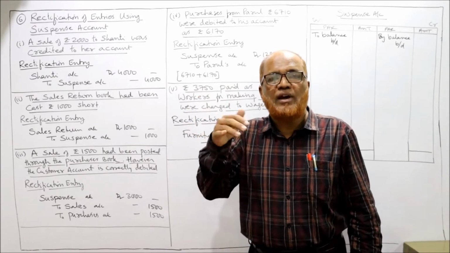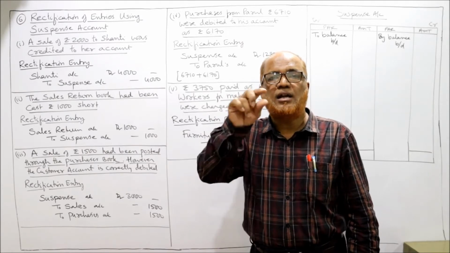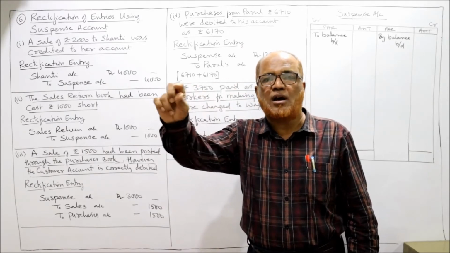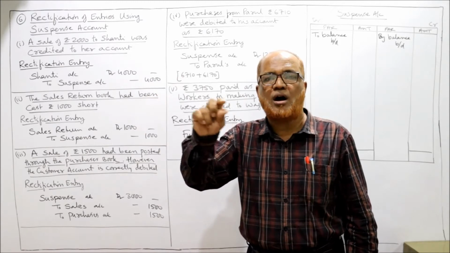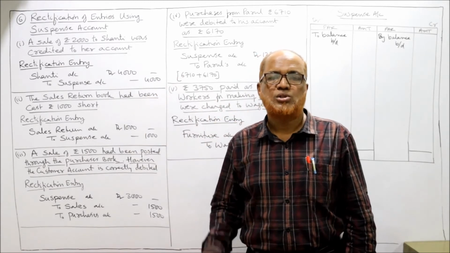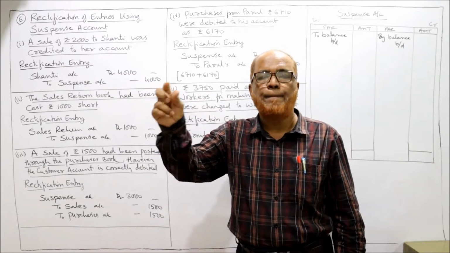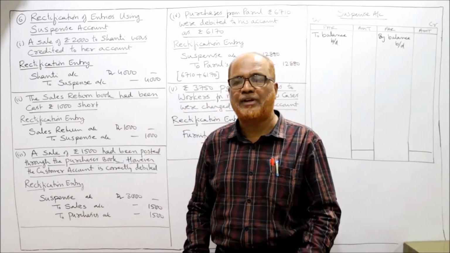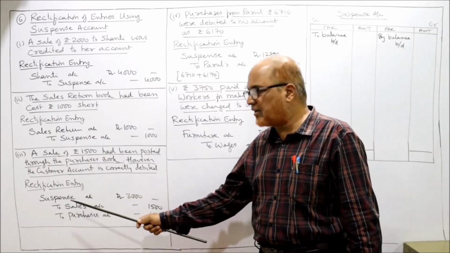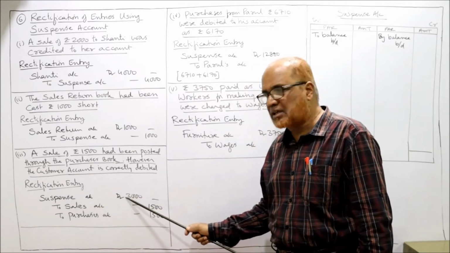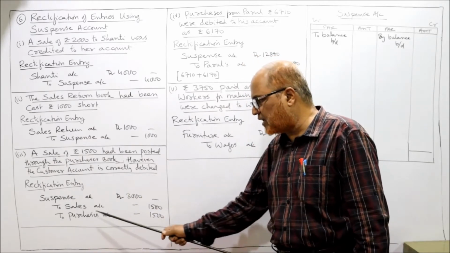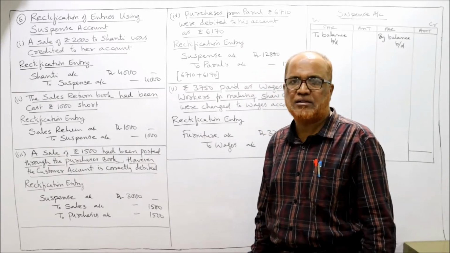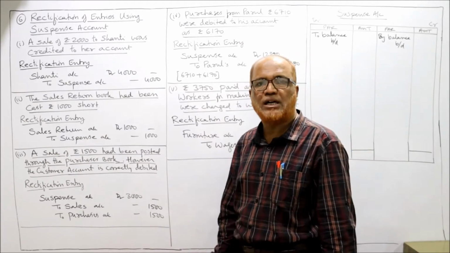suspense account. If we are using suspense account, then debit suspense account to purchases account and to sales account. So suspense account debit 3,000, to sales account 1,500, to purchases account 1,500. The rectifying entry: suspense account debit 3,000, to sales account 1,500, to purchase account 1,500. Right? This is the rectification of the third error.